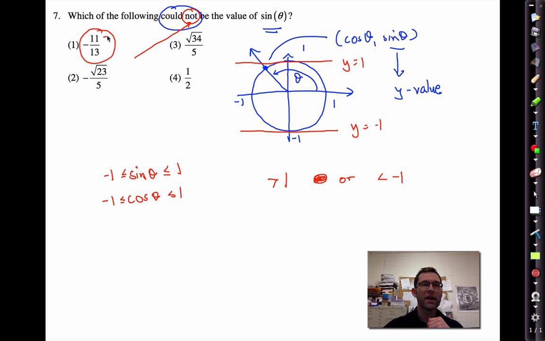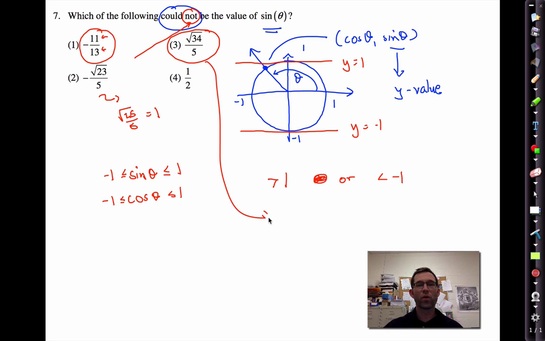Well, let's take a look. -11/13. Don't worry about the negative, just look at the 11 and the 13. 11/13, that's less than 1. This one's a little bit trickier. You could do it on your calculator, but keep in mind that the square root of 25 divided by 5 would be equal to 1. So this is also okay. Absolute value, that's less than 1. 1/2, we're good there, so it's got to be this one.